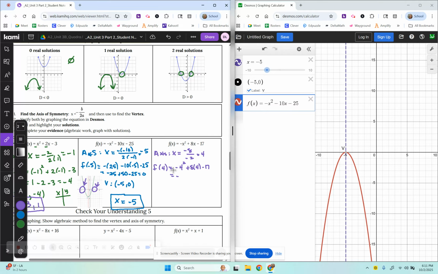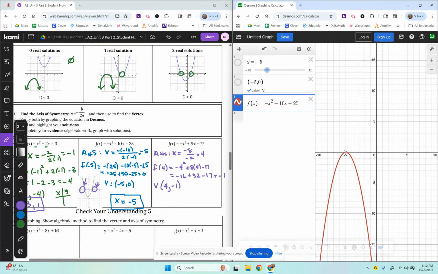Same thing, you guys. If the parentheses was around -4, you'd be doing -4 times -4. It isn't. It's outside of that. So it's 4 squared is 16 times a -1. Plus 32 minus 17. A -16 and a -17 is a -33, plus a +32 is going to leave us with a -1. So my vertex should be at 4, -1. I'm going to go ahead and turn those off.